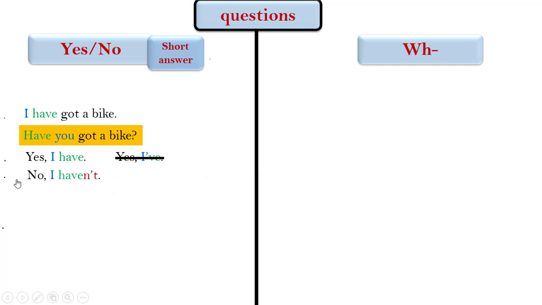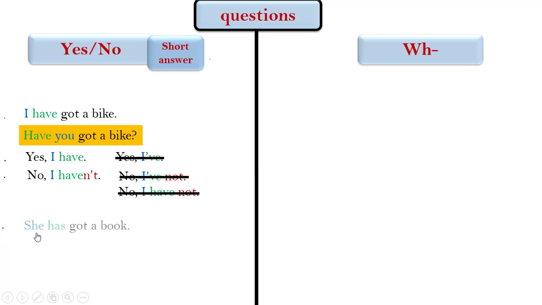Okay. No, I haven't. What about no contraction? Okay, here we say no, I have not. So this is wrong and this is wrong. We said before, always yes, no contraction. For the yes/no question, the short answer: yes, always no contraction, and no, always contraction. But in this way, no, we say no, I haven't. No, I have not, it's not correct.